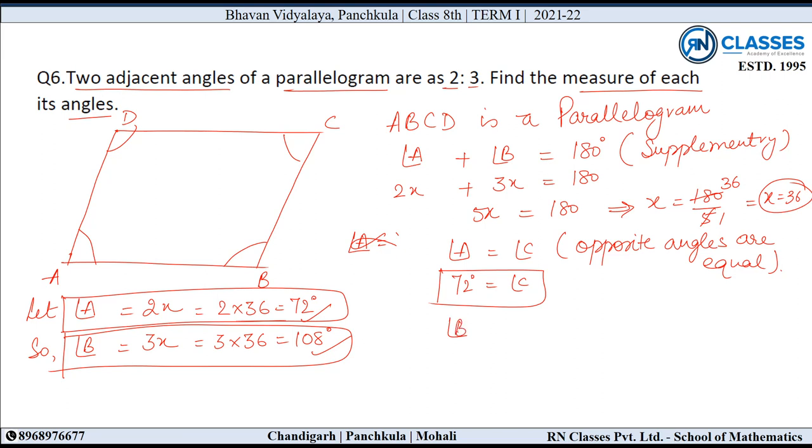Angle B is equal to angle D. Same line, opposite angles are equal. Angle B is already given as 108 degrees, so angle D will also be equal to 108 degrees. So we found out all the angles. 2 marks to all of you.